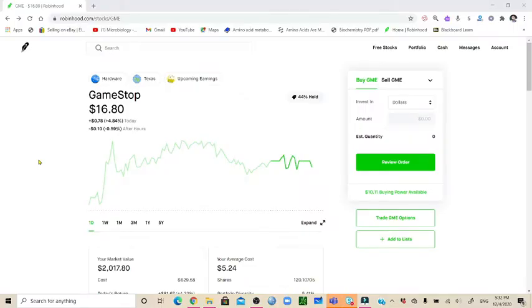Today I want to talk about options: how to buy a contract and then sell it, how options work, and how it is different from the usual buying or selling of stocks.